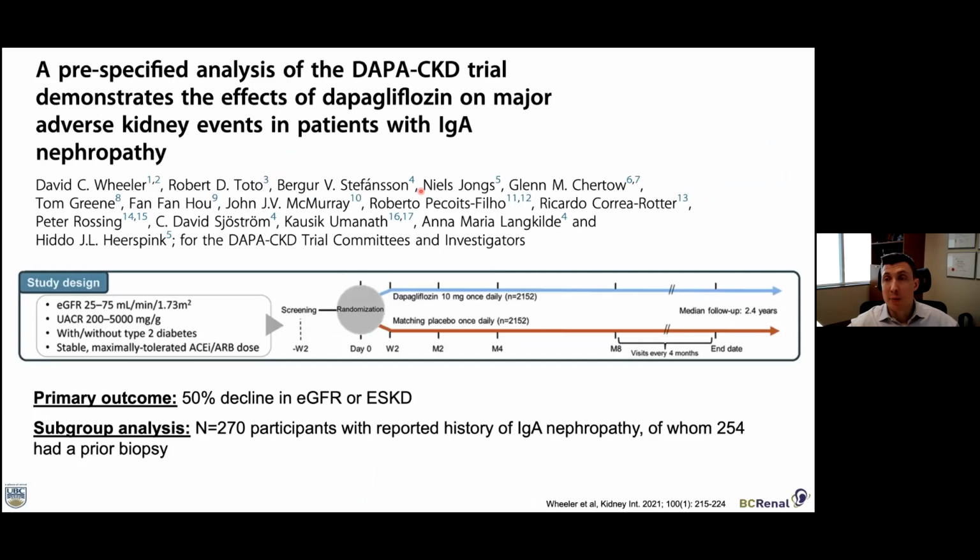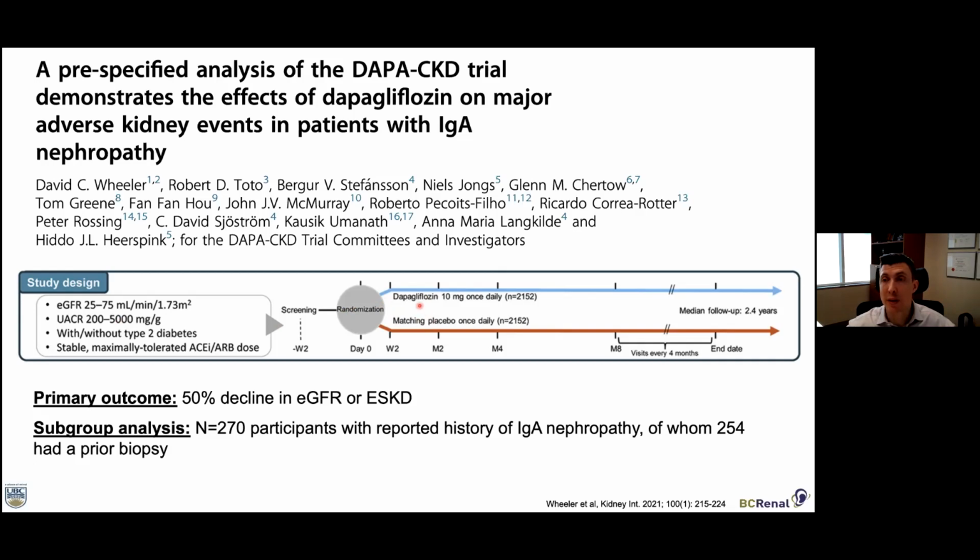So this is a subgroup analysis of a trial called the DAPA-CKD trial. The DAPA-CKD trial was not designed initially to be done in patients with IgA nephropathy. Instead, it was in patients with all-cause kidney disease who had a GFR between 25 to 75 and some degree of proteinuria. Now, importantly, they excluded patients from this trial who had recent exposures to immunosuppression. But they then randomized these people with all-cause CKD to dapagliflozin or placebo.